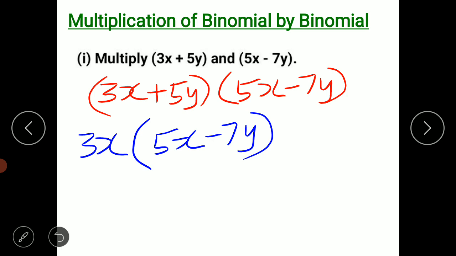Then the second term of the first expression, so plus 5y, with sign, very important. Don't multiply directly without the sign. Pick up the sign: if plus comes, plus; if minus comes, minus. Plus 5y, the second term of the first expression, is to be multiplied by the second expression. So 5y into 5x minus 7y.